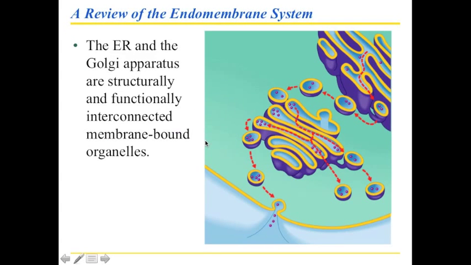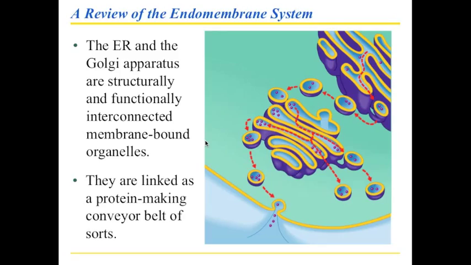Now, by way of review, let's take a look one more time at how the endoplasmic reticulum and the Golgi apparatus work together, how they're connected. And so you're looking at this perhaps best as a conveyor belt, just like, you know, the car industry. So you start out with the rough endoplasmic reticulum. Protein precursors are made and they're transported from the ER to the Golgi apparatus.